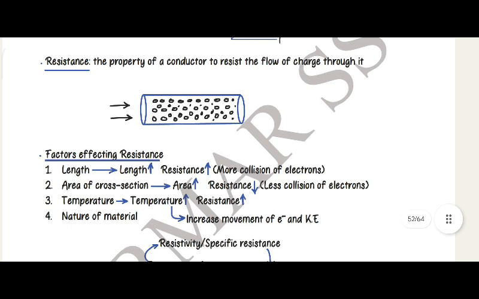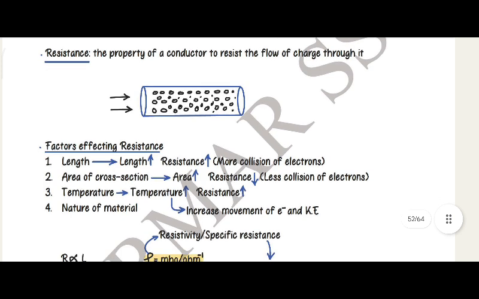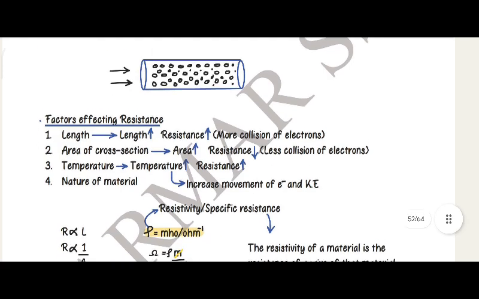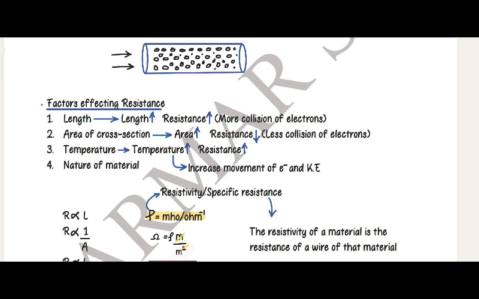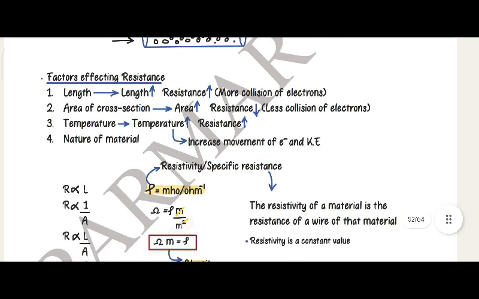Resistance is the property of a conductor to resist the flow of charge through it. Factors affecting resistance: length, more length means more resistance, more collision of electrons. Area of cross section, more area means less resistance, less collision of electrons. Temperature: as temperature increases, resistance increases, because momentum and kinetic energy of electrons increase. Nature of material.